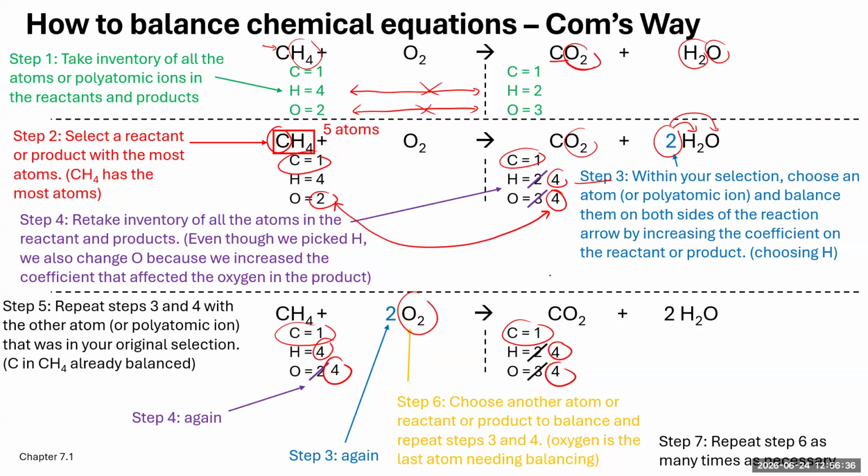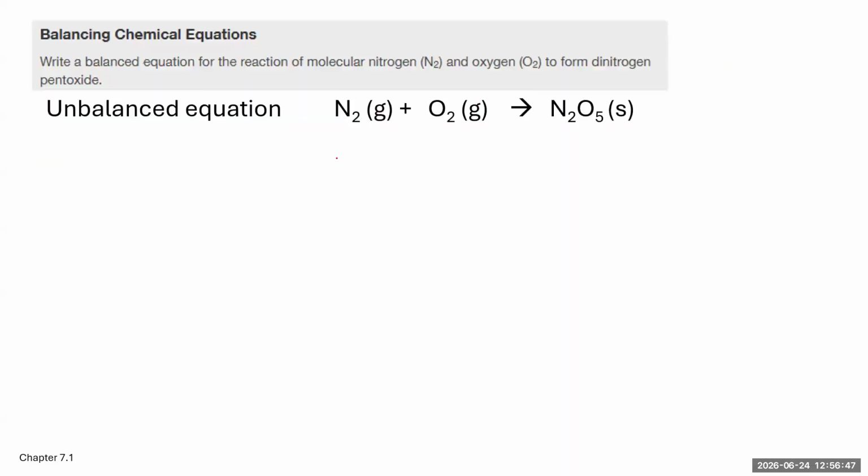A lot of stuff in chemistry takes time and practice to get better at it, but this one especially you need a lot of practice, right? All right, so let's try this. Write a balanced equation for N2 and O2 to form dinitrogen pentoxide. First step, take inventory. Nitrogen, nitrogen, oxygen, and oxygen. Right? We have 2, 2, 2, and 5.